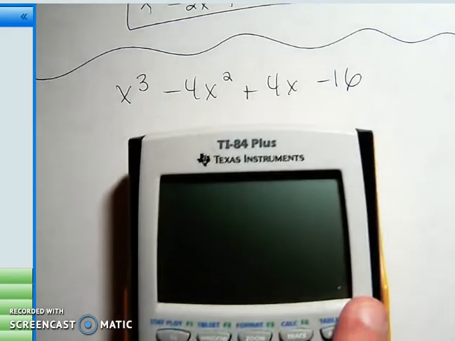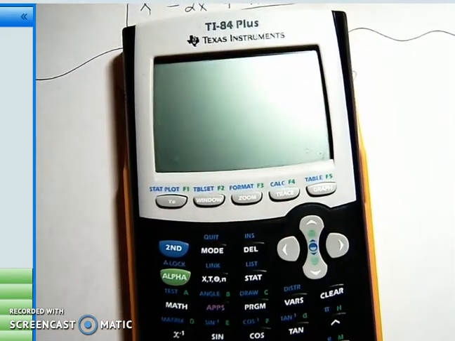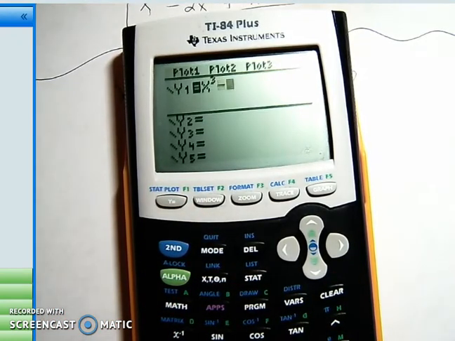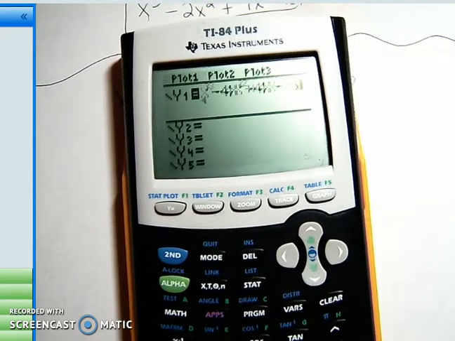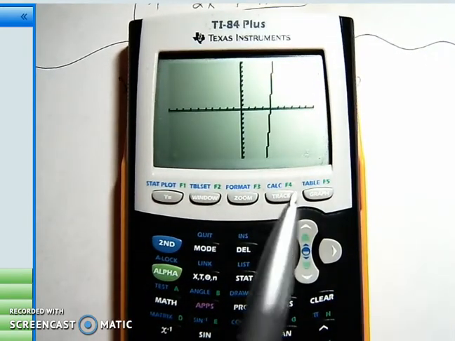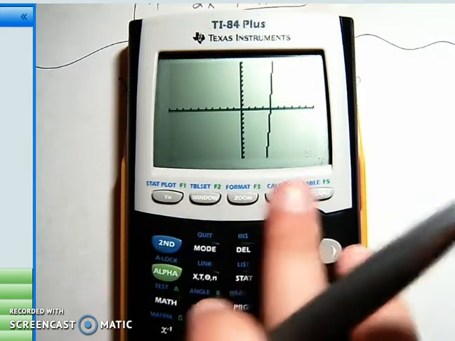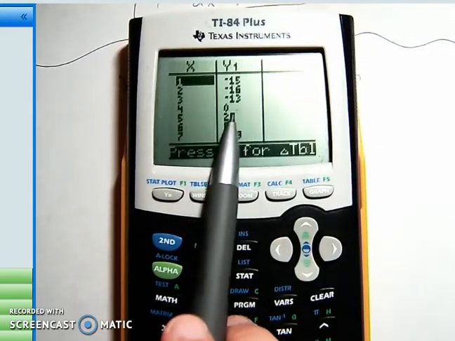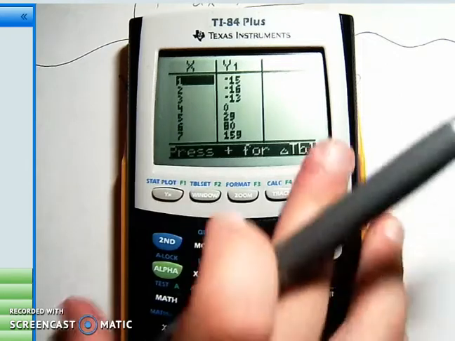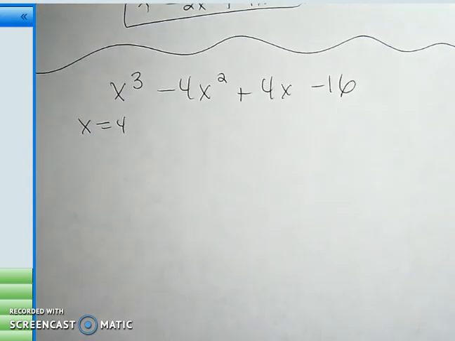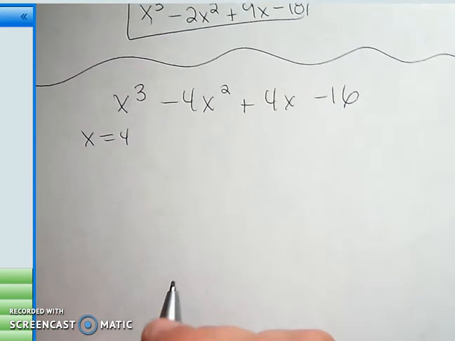I want to show you on the calculator what you would do. So remember, y equals x to the third minus 4x squared plus 4x minus 16. Now look at this wonderful little picture. When it draws, I see right there it crosses at 4. I can double check in my table to see that it does cross at 4. So 4 is a solution. I know x equals 4. So then I'm going to use my synthetic division technique to find the other factors.